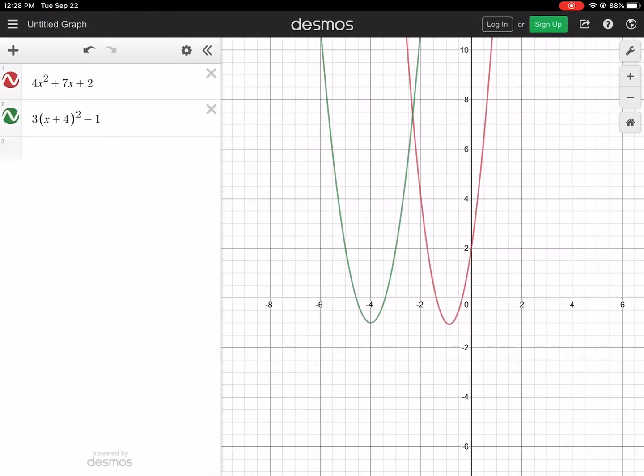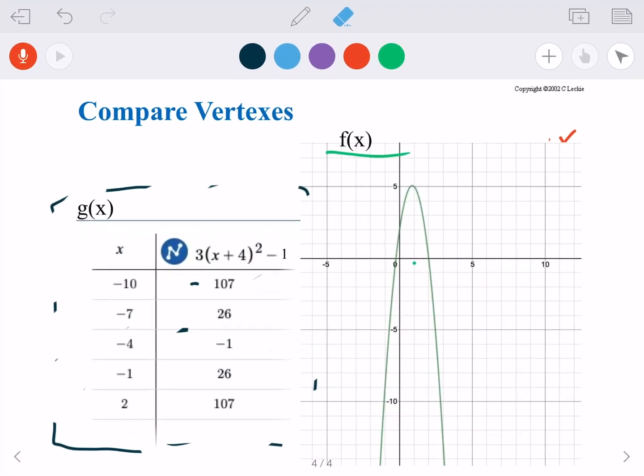Again, you're welcome to use Desmos if you can't get it from the table. And in the previous lesson, I showed you how to put a table in and create a graph from that.